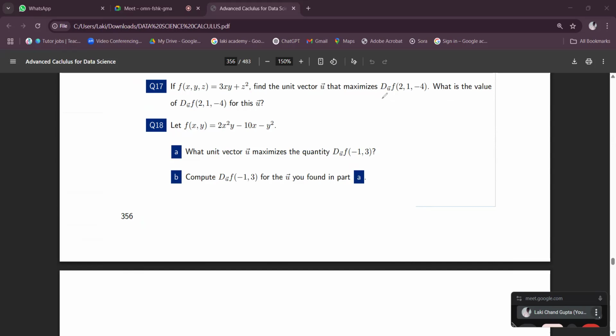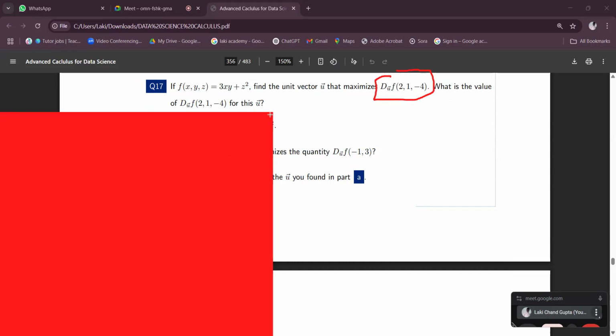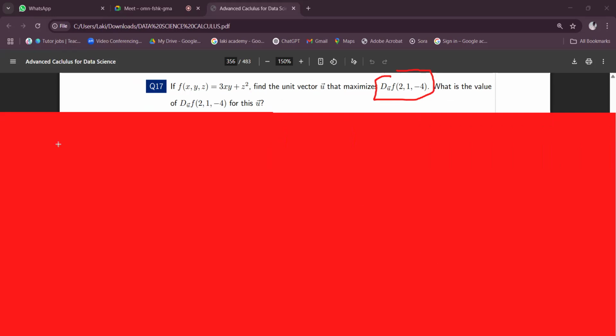See, this is basically what? Directional derivative? So you know how to find the directional derivative, with the unit vector u, right?